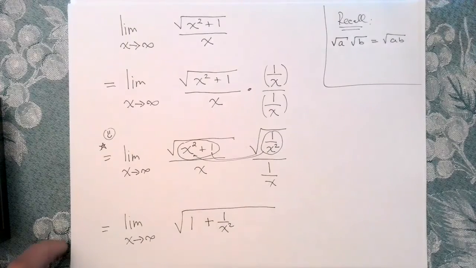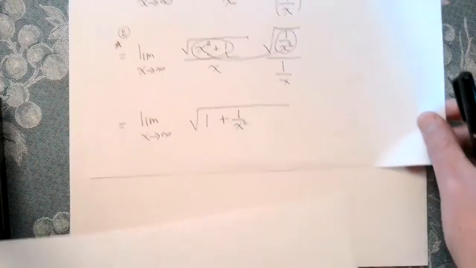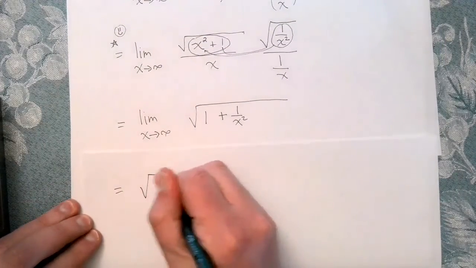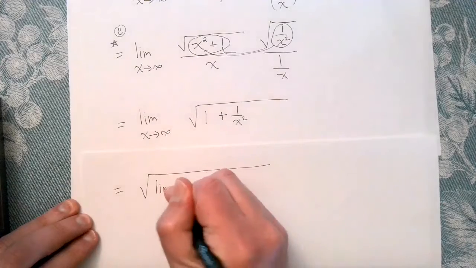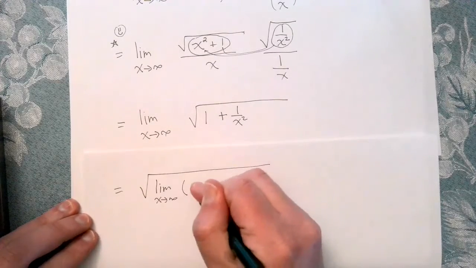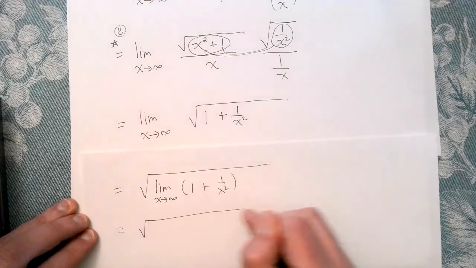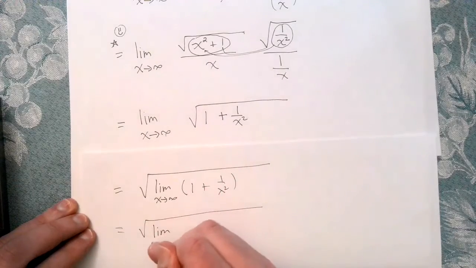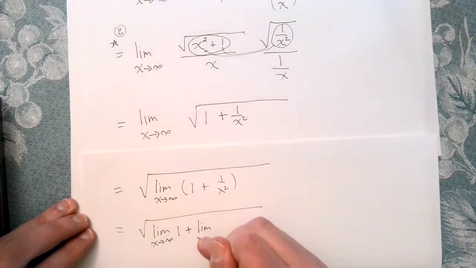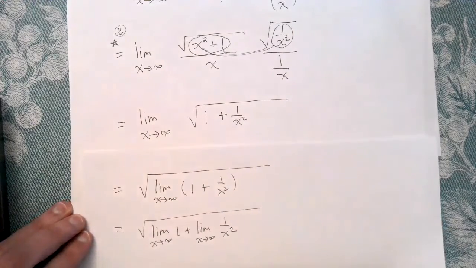And so this is actually pretty nice because our limit laws apply. By our limit laws, this is the square root of the limit as x goes to infinity, so I can move that inside, of 1 plus 1 over x squared. And that's equal to, so I'm going to carry this through all the way with limit laws, I can break the limit up over a sum. And now, of course, we can just compute.